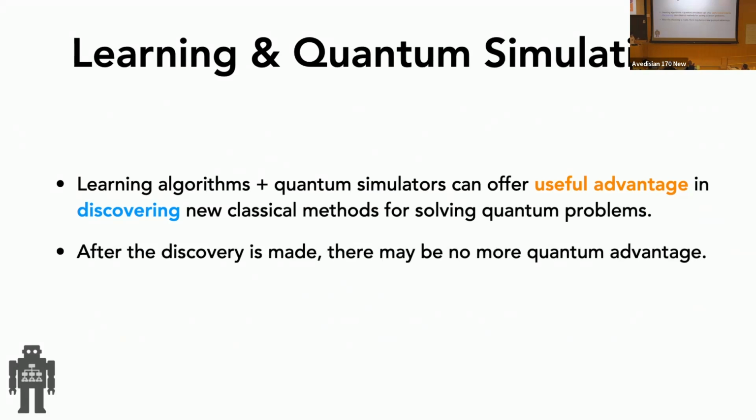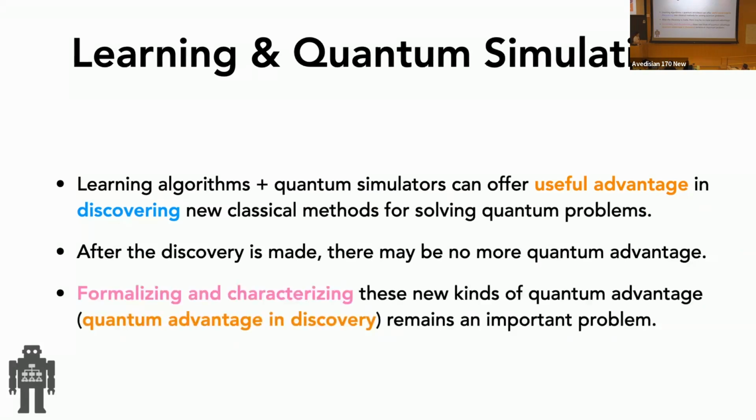But there's also an important thing to note, which is that after the discovery has been made, there might be no more quantum advantage. But I would say this is still a form of quantum advantage, although it's kind of vague. Like, how do we really talk about this quantum advantage? Some kind of quantum advantage in discovery is a little bit hard.